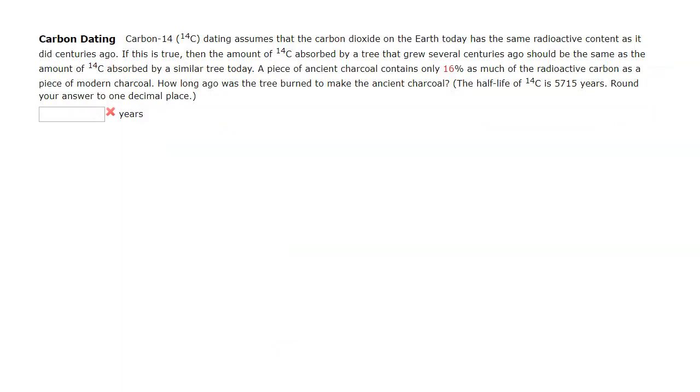Since the carbon-14 decays exponentially, we can have this function. The amount of carbon-14 after t years, C of t, is equal to the initial amount, which I'm going to just call C0. We're not really going to need it. Then the exponential function e to the kt. We don't know k yet, but we can figure it out. It also says that it's a half-life. So half-life is 5,715 years.